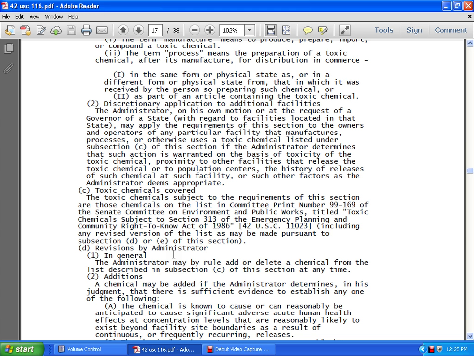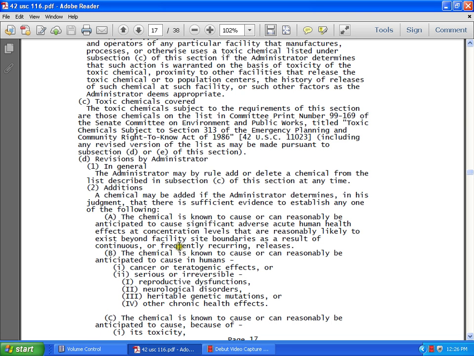Revision by the administrator. In general, the administrator may by rule add or delete chemicals from the list described in subsection C of this section at any time. A chemical may be added if the administrator determines, in his judgment, that there is sufficient evidence to establish any one of the following. The chemical is known to cause, or can reasonably be anticipated to cause, significant adverse acute human health effects at concentration levels that are reasonably likely to exist beyond facility site boundaries as a result of continuous, or frequently recurring, releases.